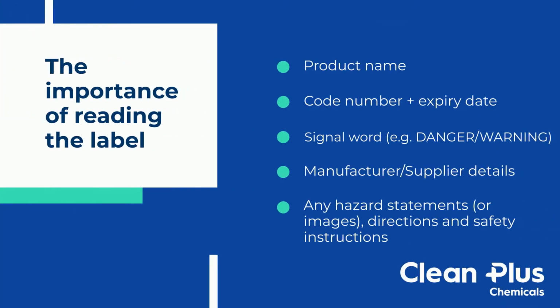Never underestimate the importance of reading the label. Please ensure the product name, code number and expiry date are all as expected. Look out for the signal word, for example, danger or warning. Find the manufacturer or supplier details and contact information. And ensure you read the directions, safety instructions and any potential hazard statements thoroughly and carefully.